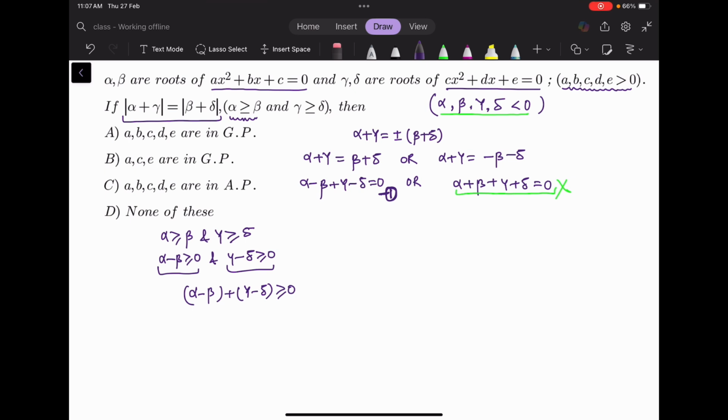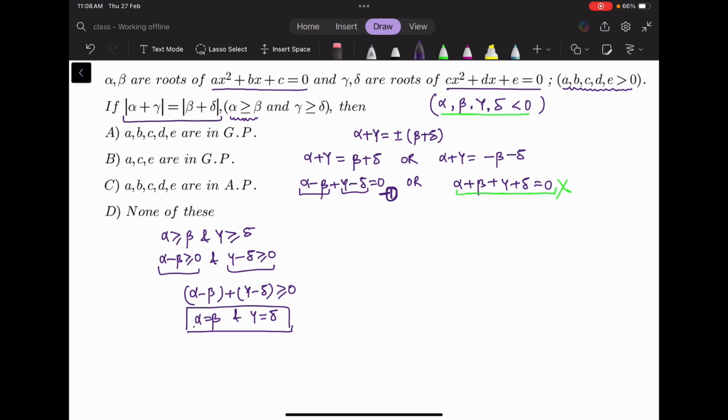But here in the first equation, what I am getting is alpha minus beta plus gamma minus delta equal to 0. So that is only and only possible when alpha minus beta is 0 and gamma minus delta is 0. So if alpha minus beta is 0, that means alpha equal to beta, and gamma minus delta equal to 0 means gamma equal to delta. So the first equation will be satisfied only when alpha is equal to beta and gamma is equal to delta.